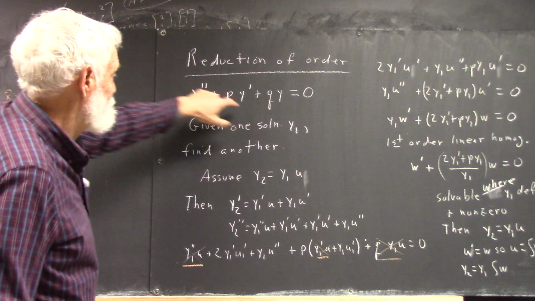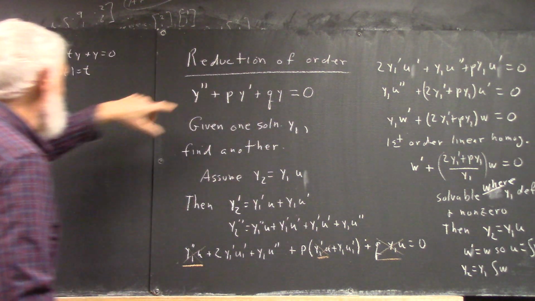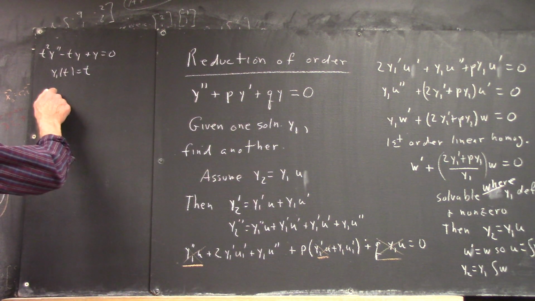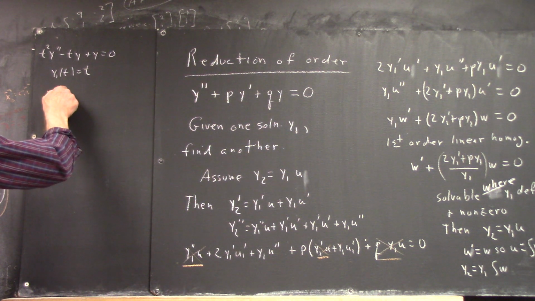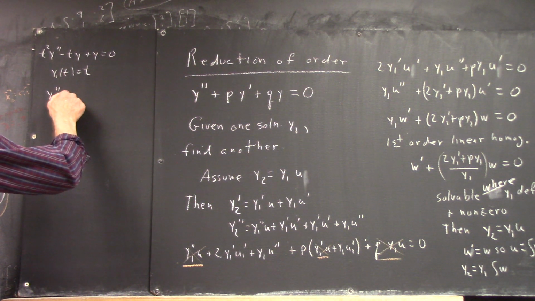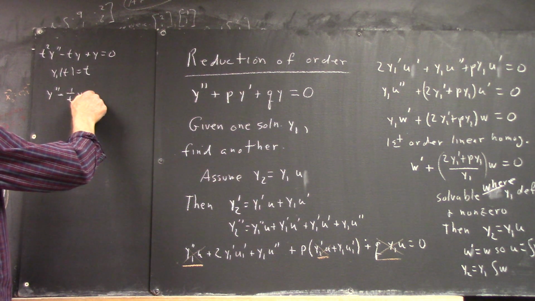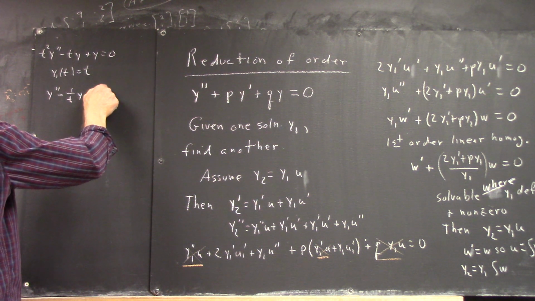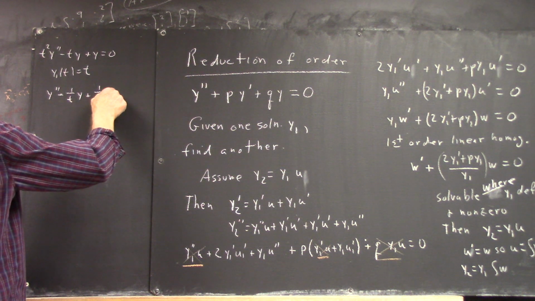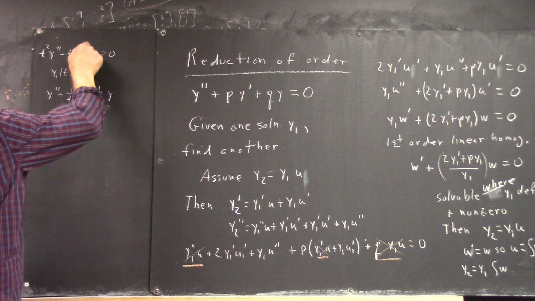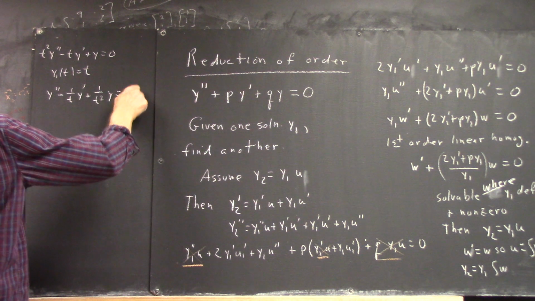Okay, because you have this. Well, it's not, because you've got to have the coefficient of 1 for your y double prime. So the equation is y double prime minus, I'll write it as 1 over t times y prime, plus 1 over t squared y. Okay?